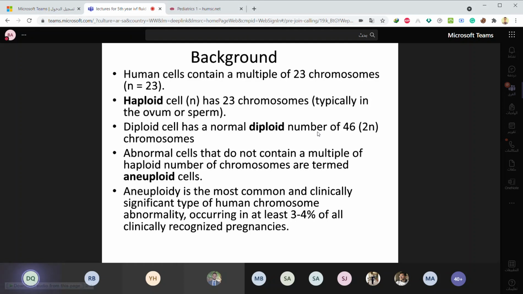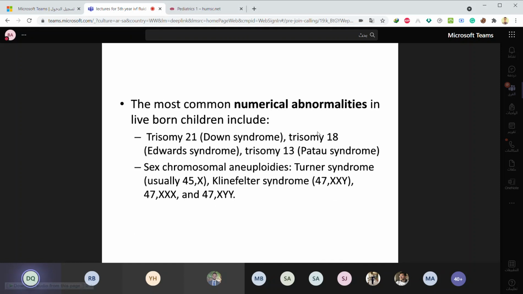they are called aneuploid cells. Aneuploidy is the most common and clinically significant type of human chromosomal abnormality, occurring in at least 3 to 4% of all clinically recognized pregnancies. The most common numerical abnormalities in live-born children include trisomy 21, which is Down syndrome, trisomy 18, Edwards syndrome, and trisomy 13.